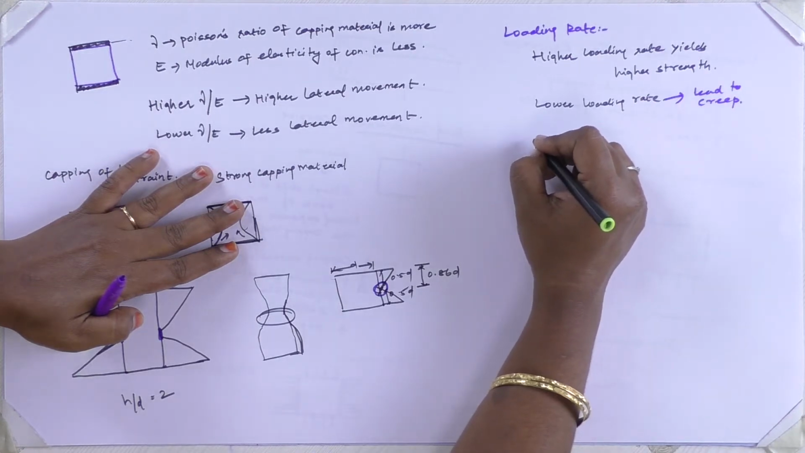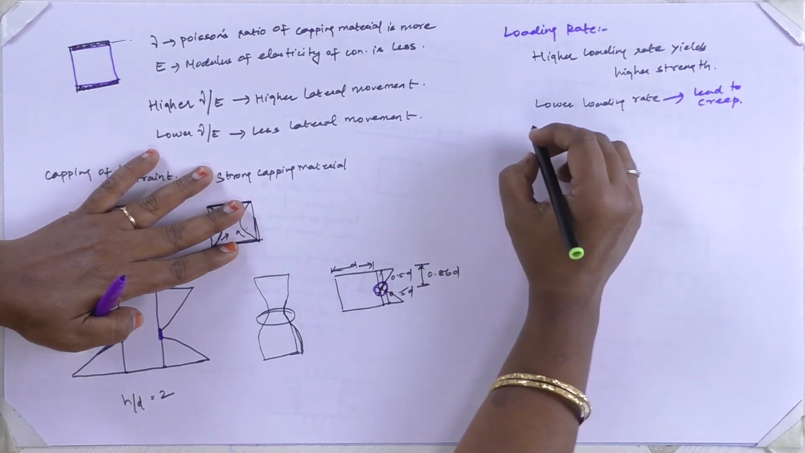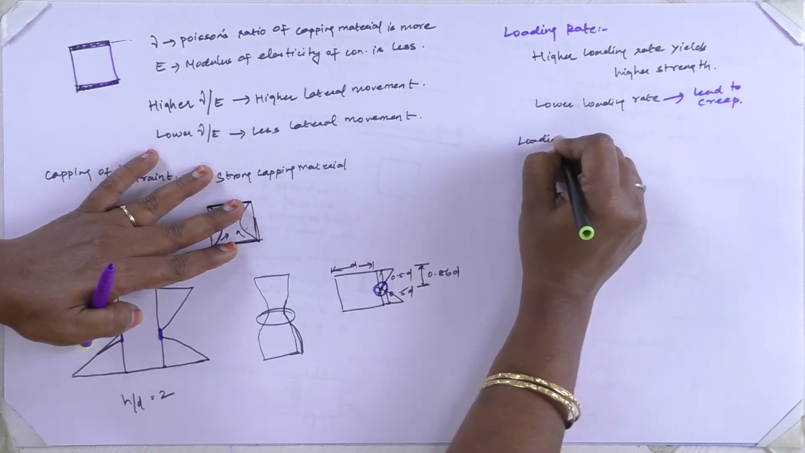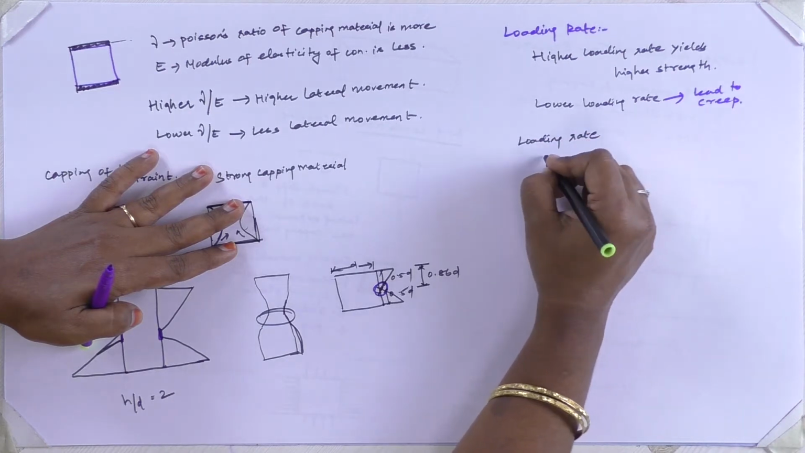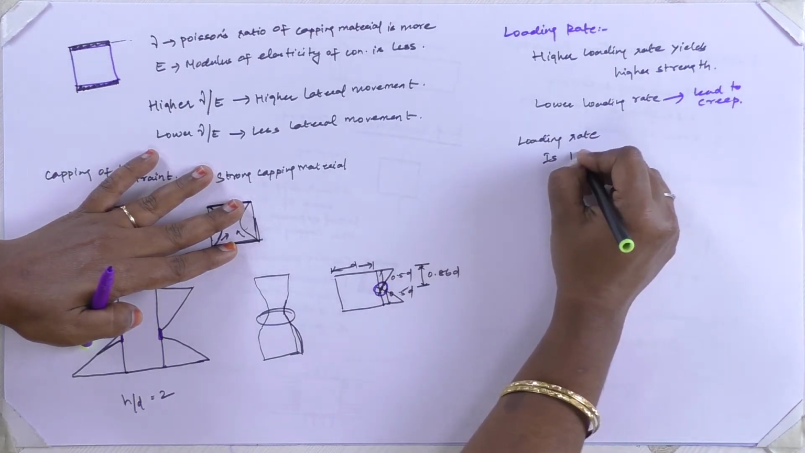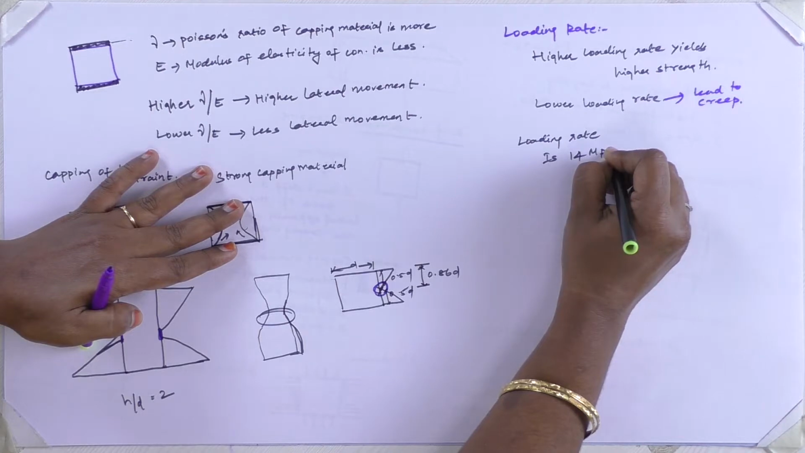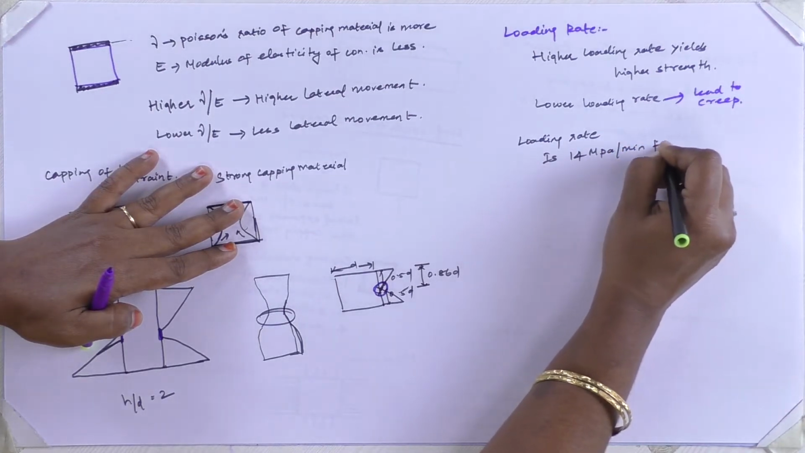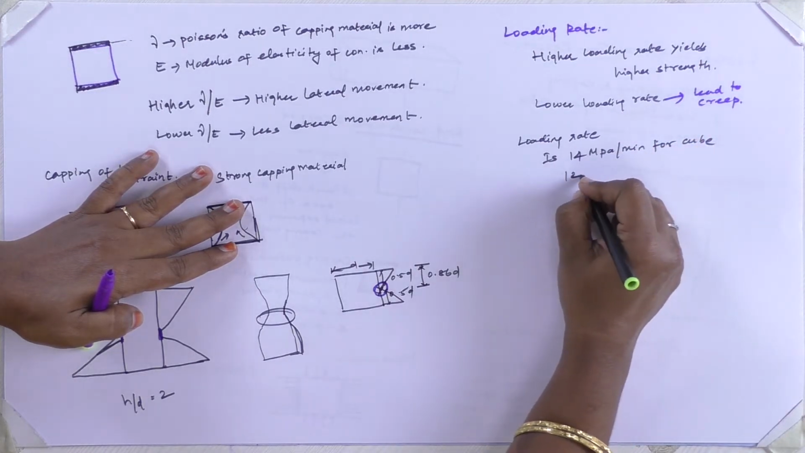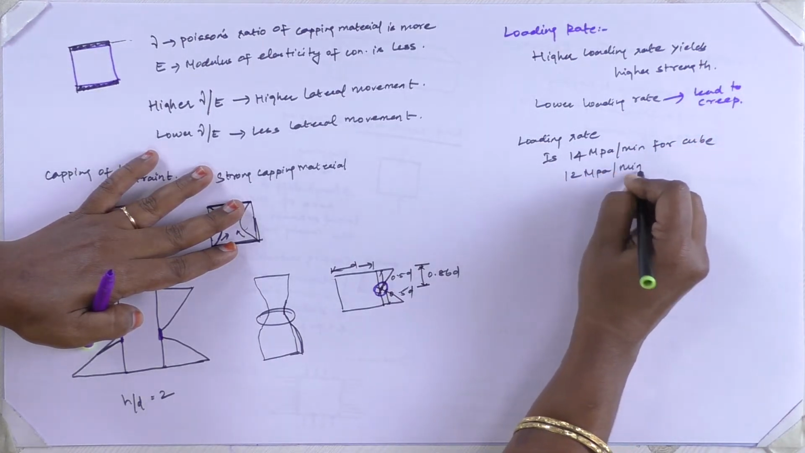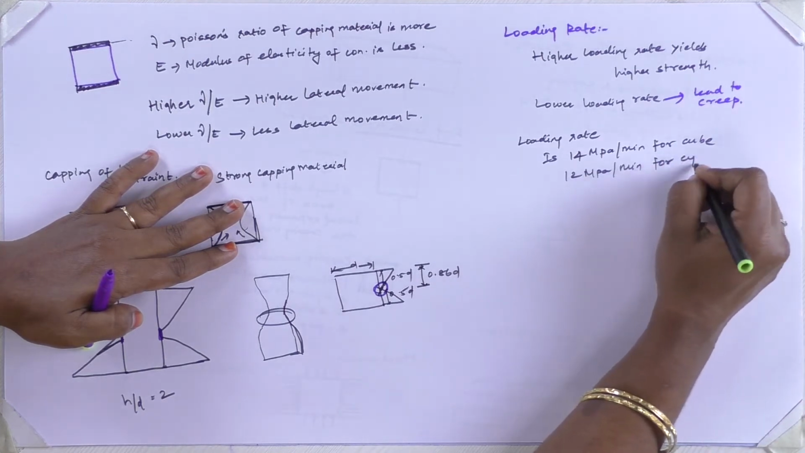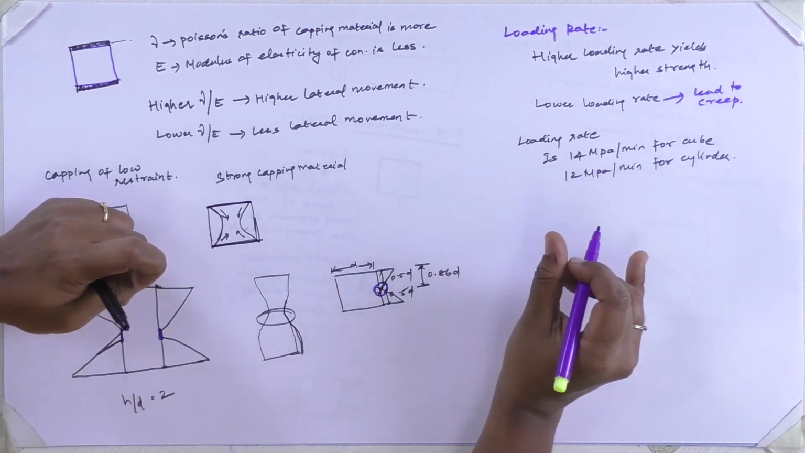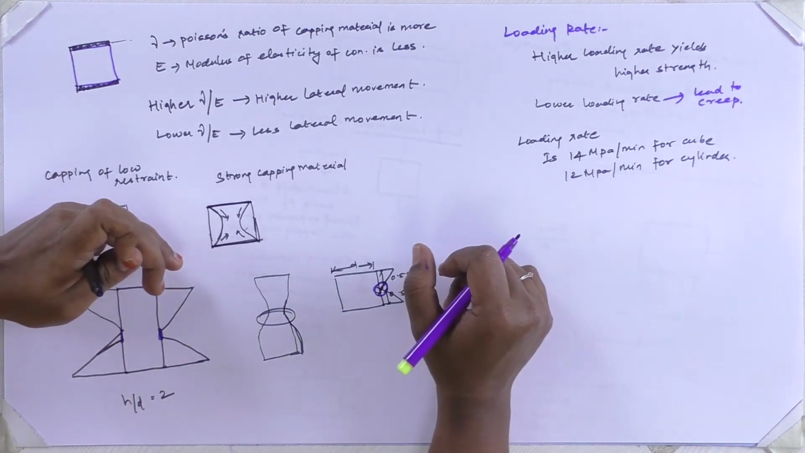as per the prescriptions given in the code, the loading rate is 14 MPa per minute for cube and 12 MPa per minute for cylinder. So this is how the loading rate has an influence in the strength of concrete.